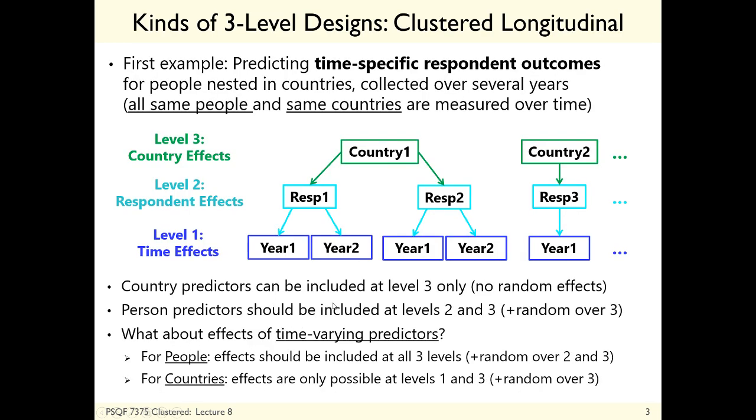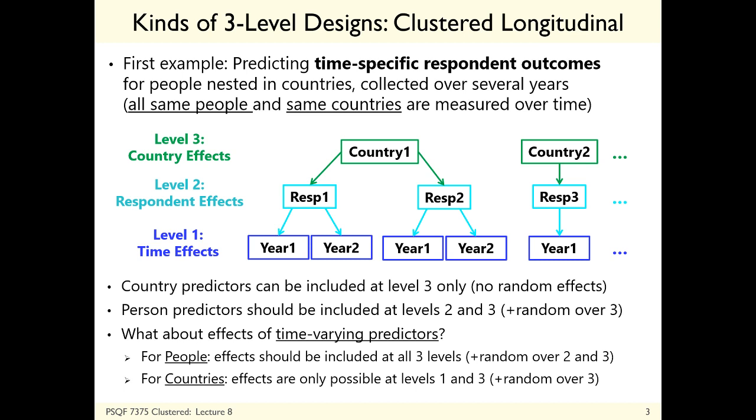So here's one kind of design that would take 3 levels. This is what's known as a clustered longitudinal design. So for instance, if I had the same people participate more than one time in a survey, so it's longitudinal measures of people, and people are nested in countries. They do not move. Then time is level 1. Respondents, people, are level 2. Countries are level 3. That's fairly straightforward.